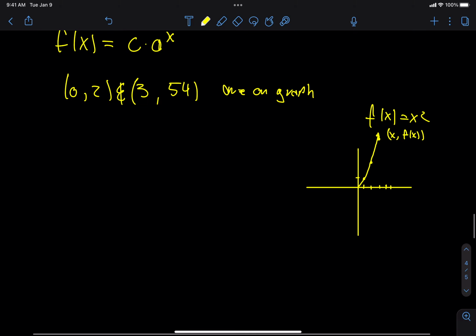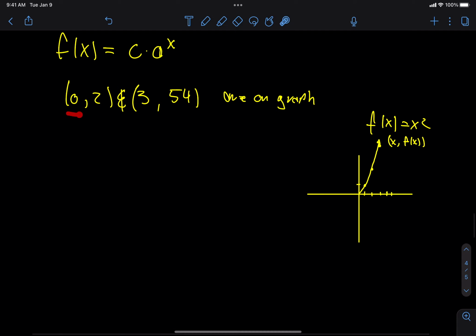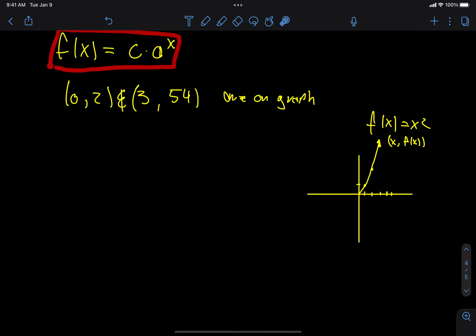So, if I know that 0, 2 is on the graph of the function, then what does that mean for this function? What does that mean for this expression if 0, 2 is on the graph? So the height of the function, yes, Griffin?